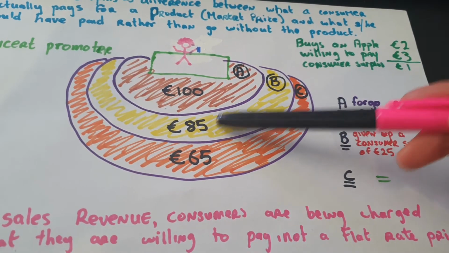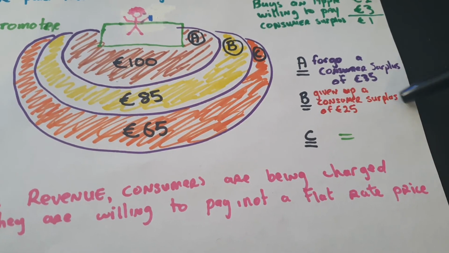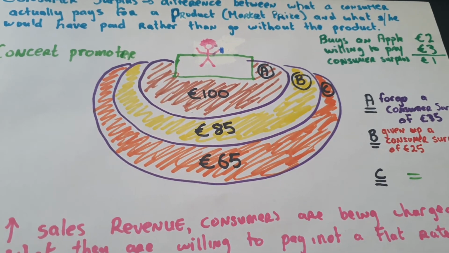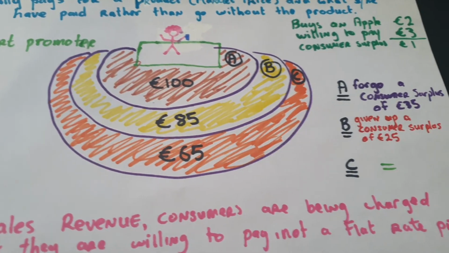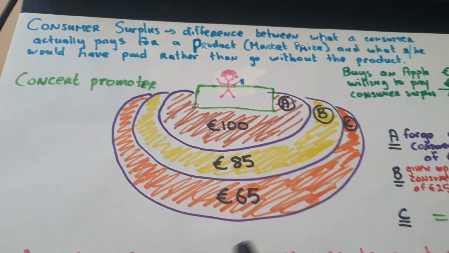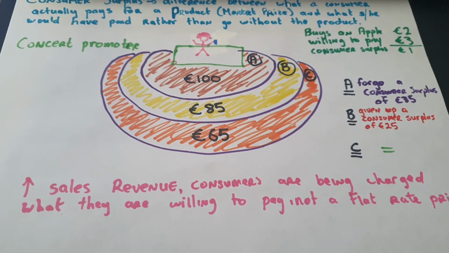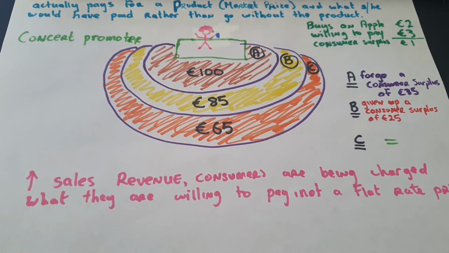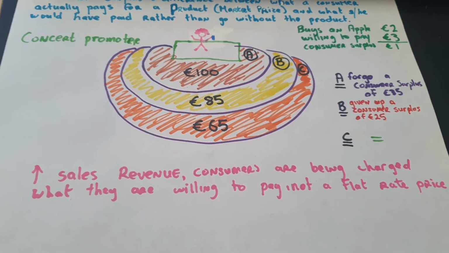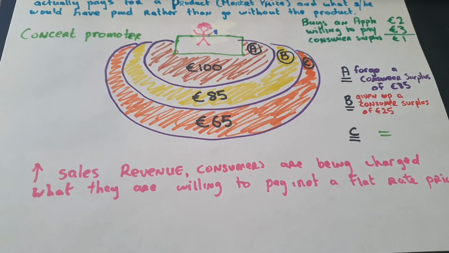In block B, they would be paying €85 instead of 65. So they would also be giving up a consumer surplus, but of €25. And in block C, they're paying what they're willing to pay. So there is no consumer surplus. There's no loss or gain of a consumer surplus. So again, this is just one example. And then what does that mean for the sales promoter? Well, it means that there's an increase in sales revenue. And why is that? Because consumers are being charged what they're willing to pay, not a flat rate price for everybody. So it means that you're getting more money from consumers.